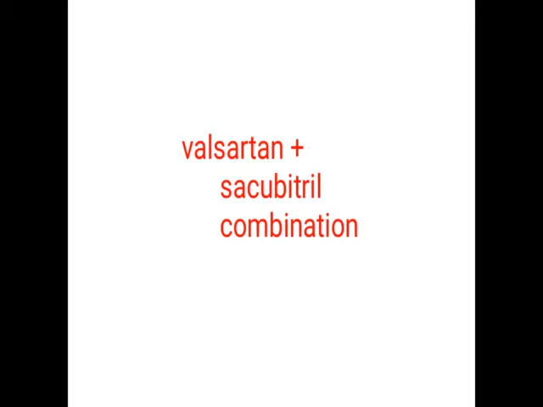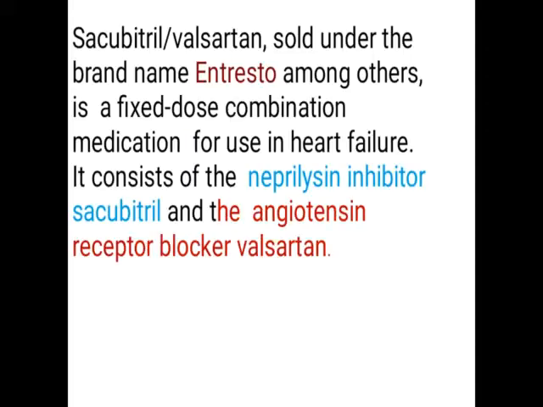Now we move to the next part. After finishing the part on angiotensin receptor blockers, we are moving to the next part, that is the combination of drugs, valsartan plus sacubitril. So why this combination is given as an antihypertensive agent, okay, that we will see.